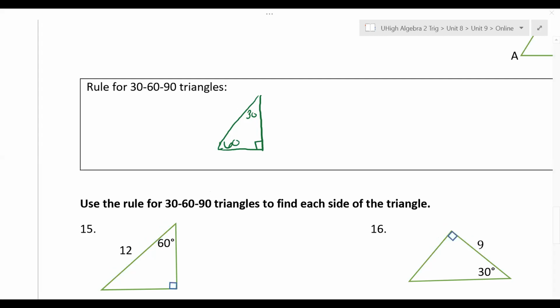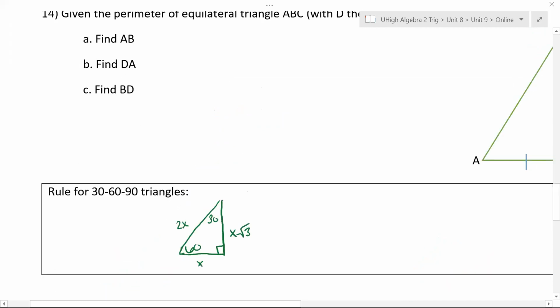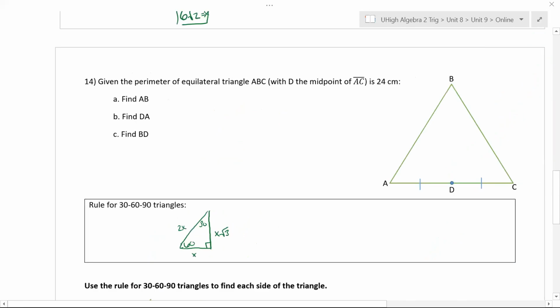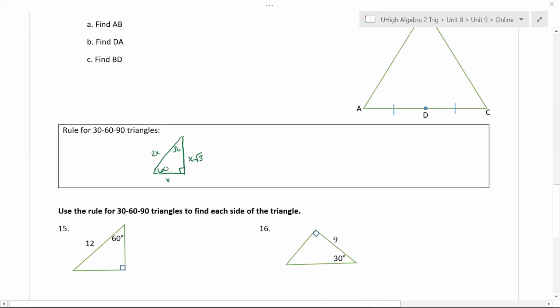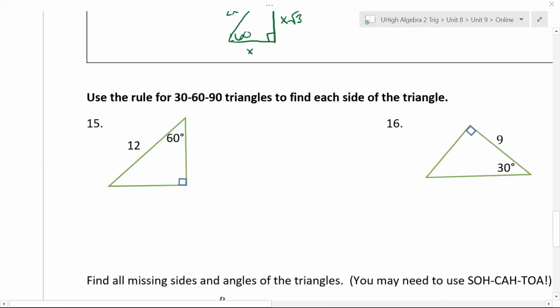But I'm going to say that my bottom is going to be my x. My hypotenuse is going to be 2x. And that height is going to be x root 3. So when you guys do number 14, you will find all of those different ratios. Okay, number 15.